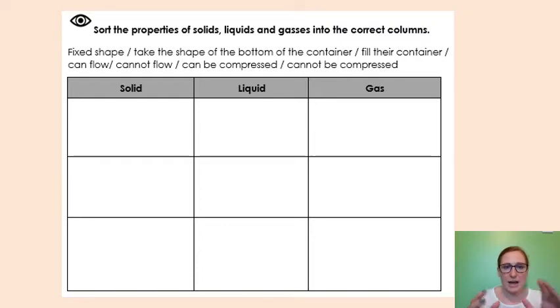Can be compressed, that can be squished. A gas can be squished. You can squish it into something like a tin of butane, whereas liquids and solids generally cannot be compressed. There are always exceptions to the rule, like a solid sponge, you could compress it, but that's only because it has air pockets within it.